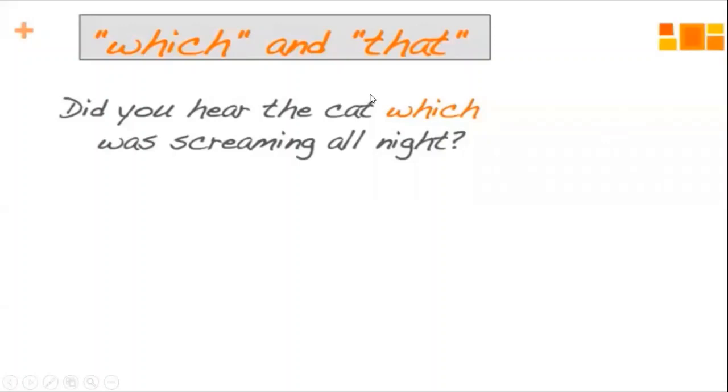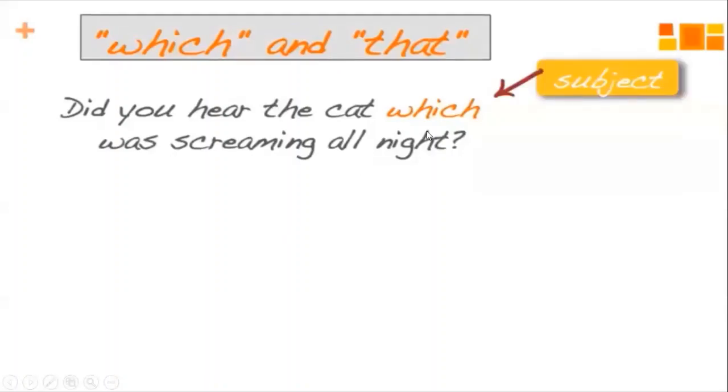Now, where or what is the relative clause? Which was screaming all night. All right, that's a relative clause, guys. Good. Now, what type is this? Is this object or subject? Subject. Right, this is subject. And is this defining or non-defining? Defining. This is defining, since if we eliminate this part right here, we will not know what cat you are talking about. Now, let's move on.